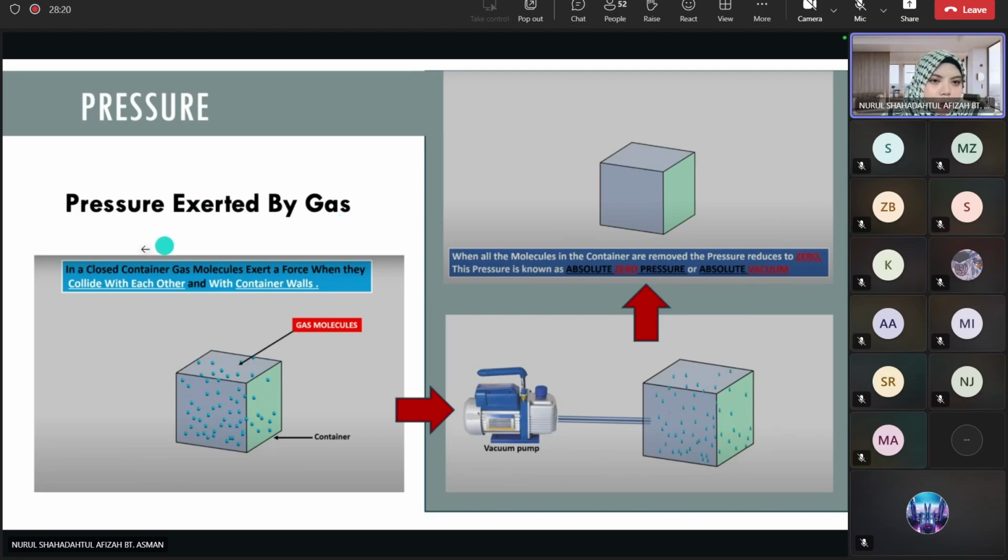So how for the pressure exerted by gas, in a closed container, gas molecules exert a force when they collide with each other and with container walls. Ini ada gas, for example, we have gas molecules inside the container, and we use the vacuum pump to remove all the gas, and the pressure is reduced to zero. So it is called absolute zero pressure or absolute vacuum, because there are no molecules or gases inside the container.